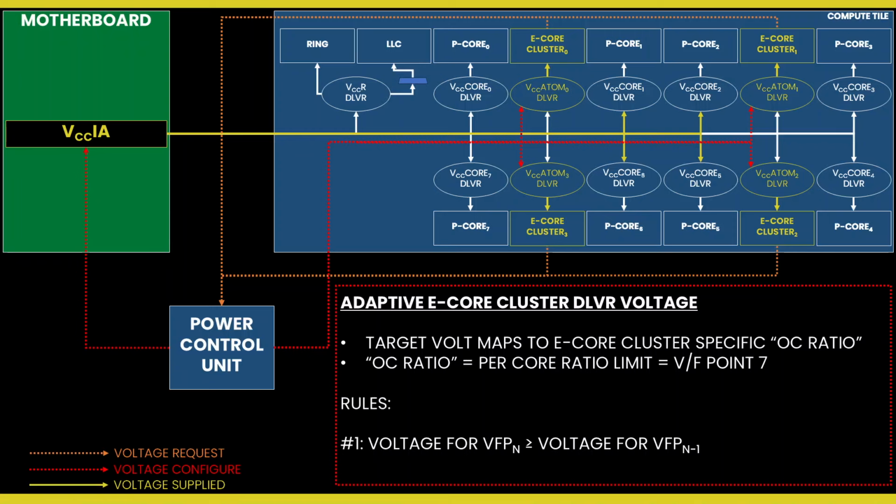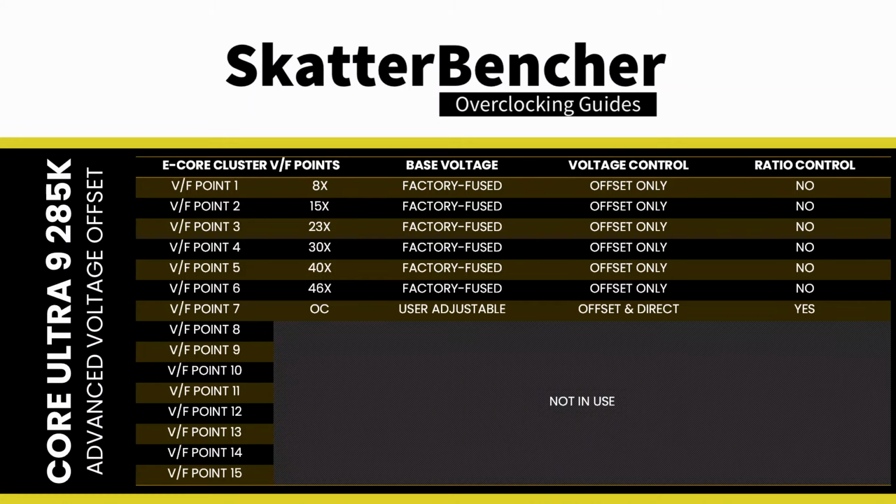Rule number 1. The voltage set for a given VF point n must be higher than or equal to the voltage set for VF point n-1. In the case of the E-cores, that means that the voltage for the OC ratio must be higher than or equal to the voltage for VF6.